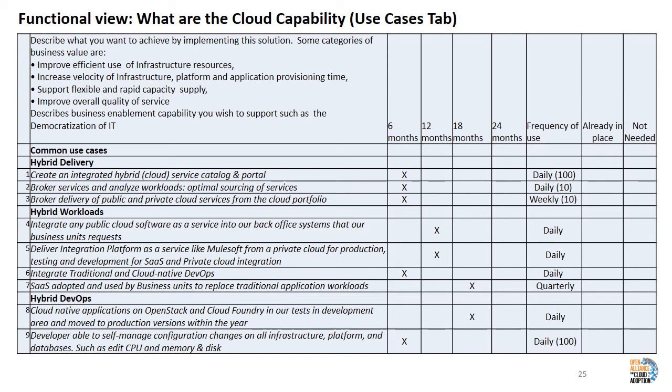That's a high priority use case, in contrast to use case number 7, where it says a SaaS service needs to be adopted to be used by business units to replace traditional application workloads. This is viewed as a use case that is not needed for 18 months and will only be used quarterly. Although it's important, I wouldn't automate this use case or start with this.